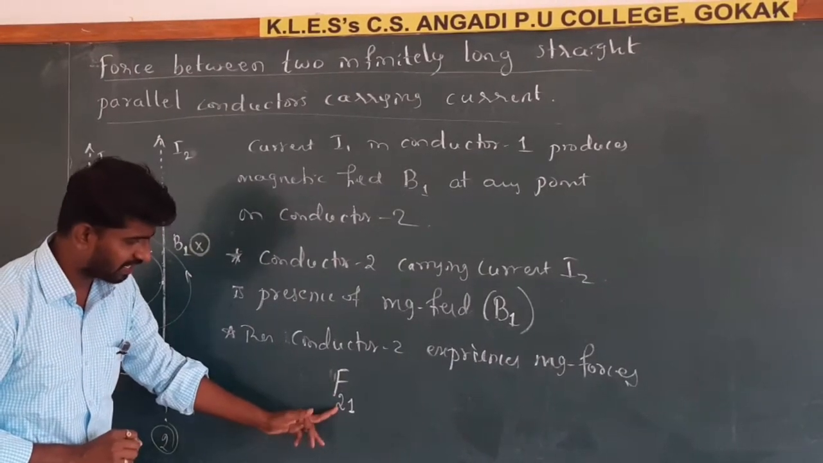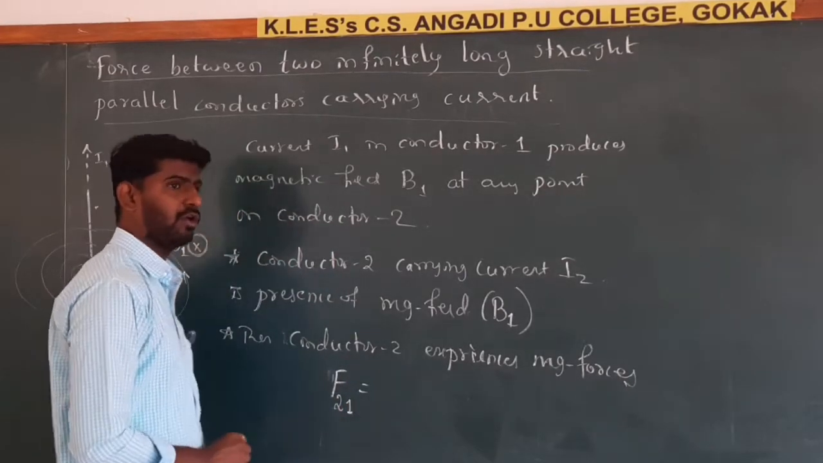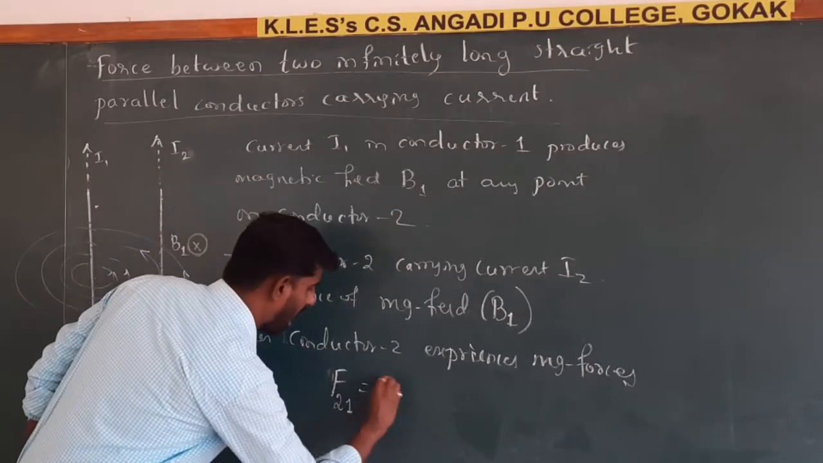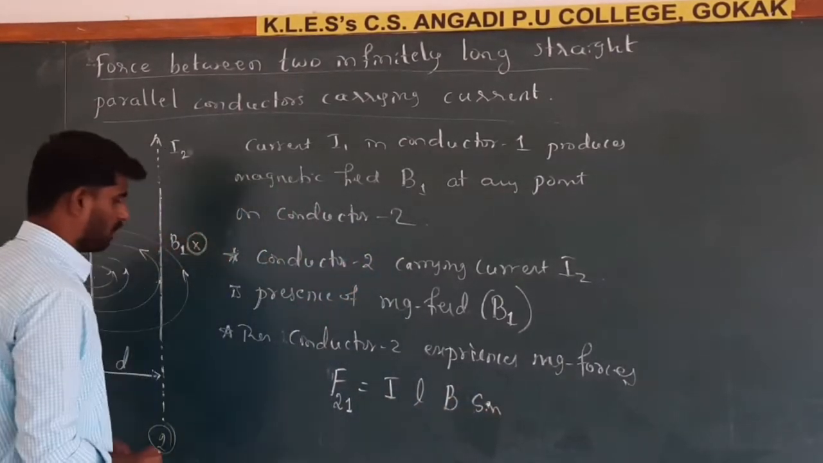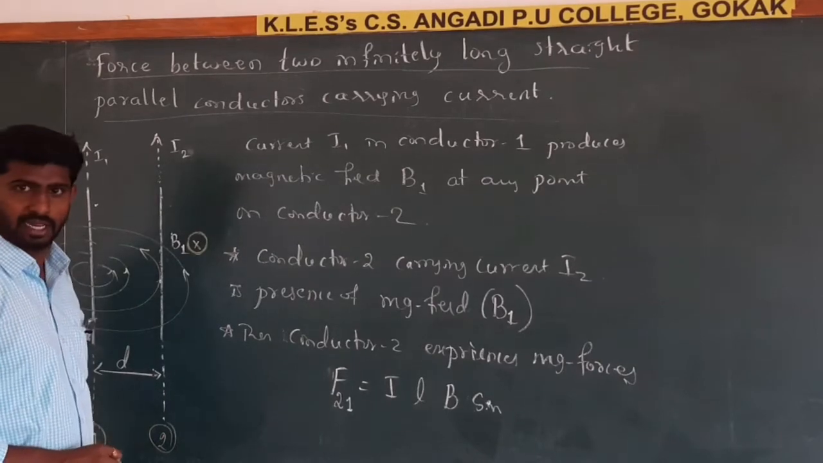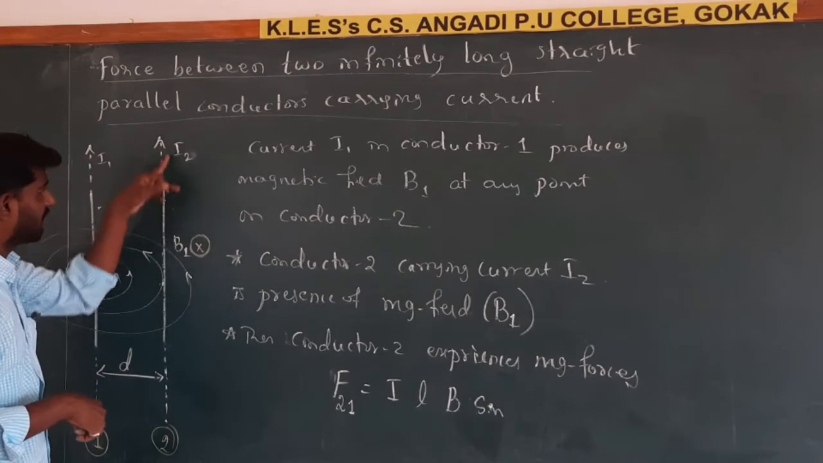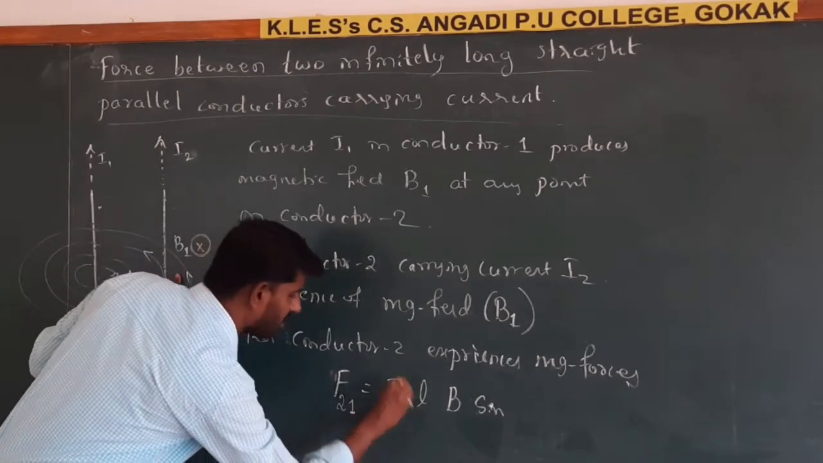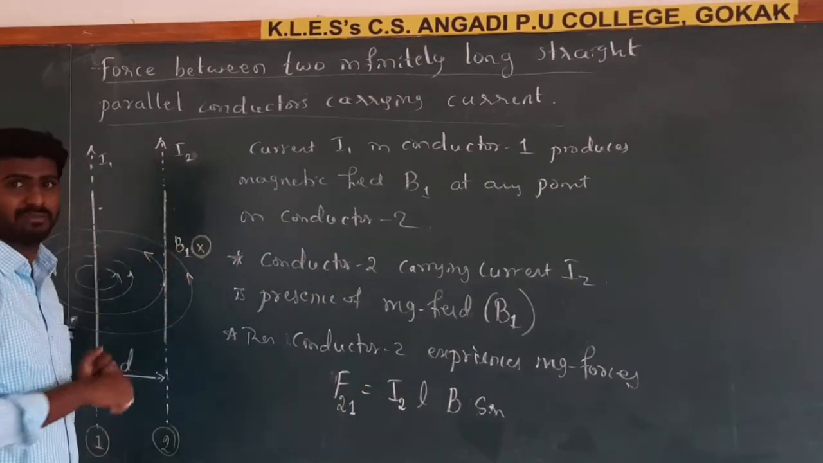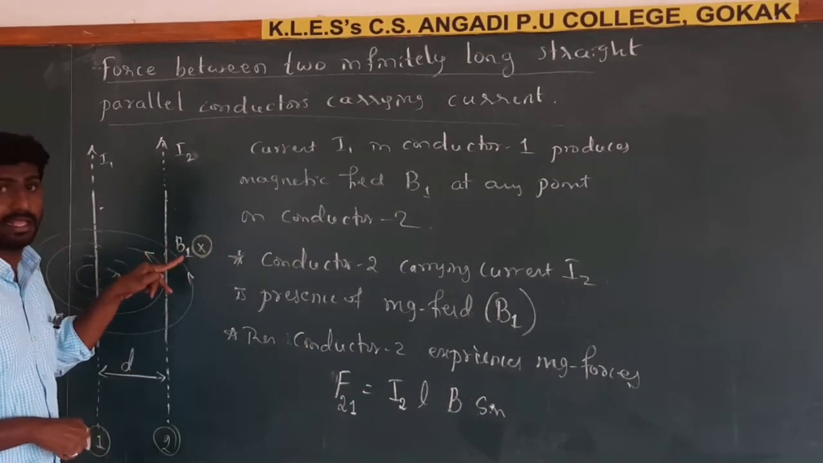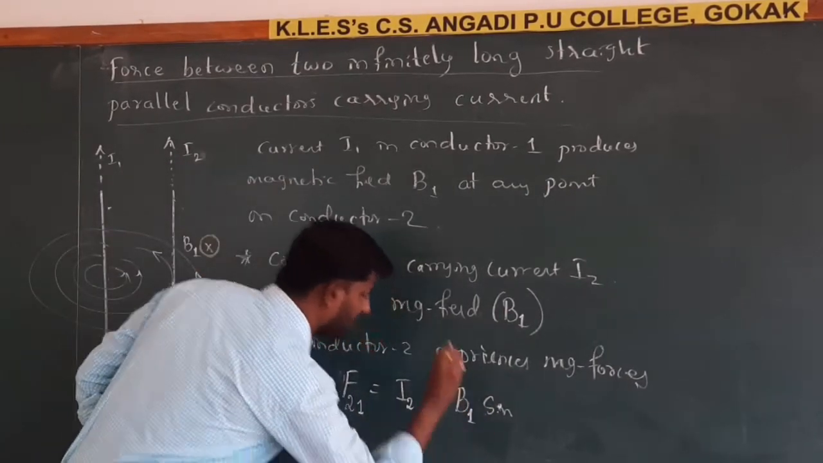Force experienced by the second conductor due to the field of the first one is equal to, we know the formula, I L B sin theta. Which current, I1 or I2, should we write here? The force experienced by the conductor means the current inside the conductor, which is I2. Let us take the length as L. The affecting magnetic field is B1, which is by the first conductor.